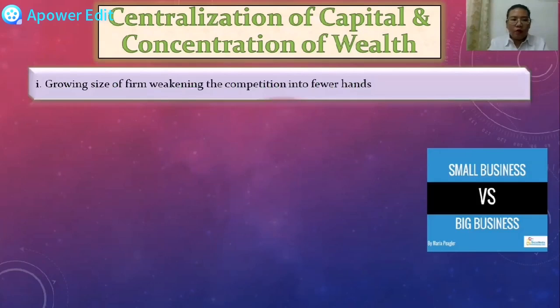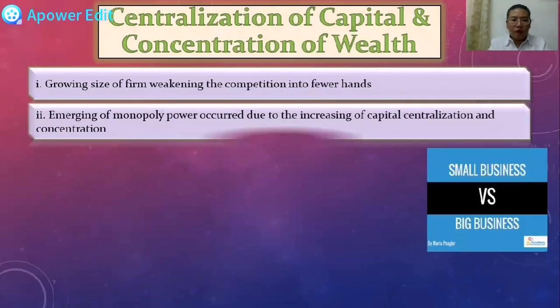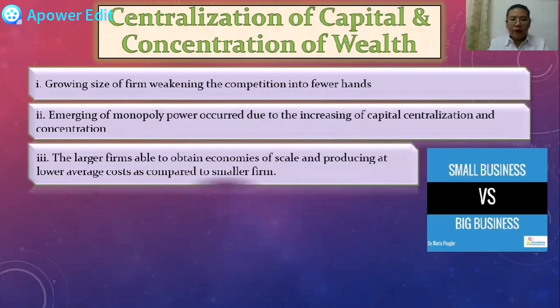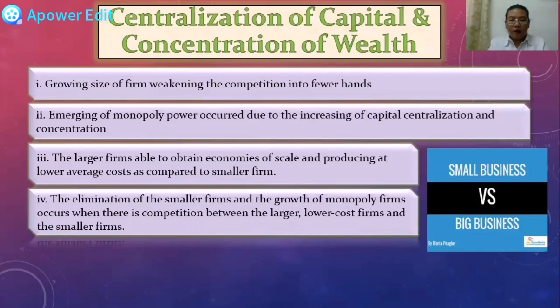The first one is that larger firms weaken competitors, and capital goes into fewer hands. The next is the emergence of monopoly power due to increasing competition, centralization, and concentration. The third is that larger firms are able to obtain economies of scale and produce at a lower average cost as compared to small firms. The fourth is the elimination of the smaller firms and the growth of monopoly firms, which occurs when there is competition between the largest, lower cost firms and the smaller firms.